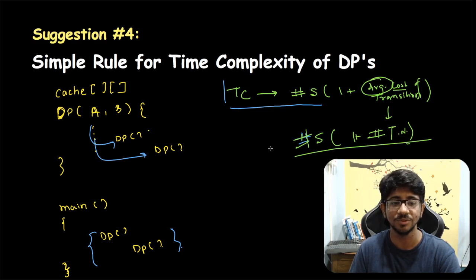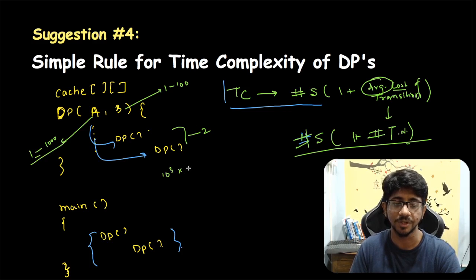Just find this out. For example, this A can take values in the range 0 to 1000. B can take values in the range 1 to 100. Okay? And let's say there are two different transitions, right? There are two different DP calls being made in this DP. So the time complexity for this would be, there are 1000 states over here, so 1000 multiplied by, there are 100 states over here, so 100, right? Multiplied by, there are two transition calls, so 1 plus 2.